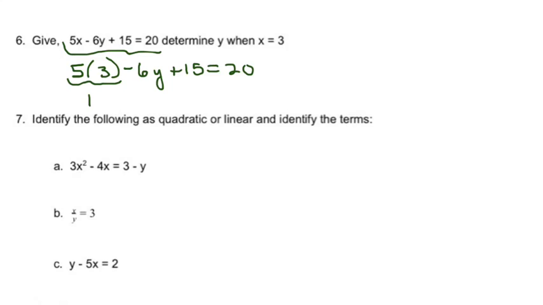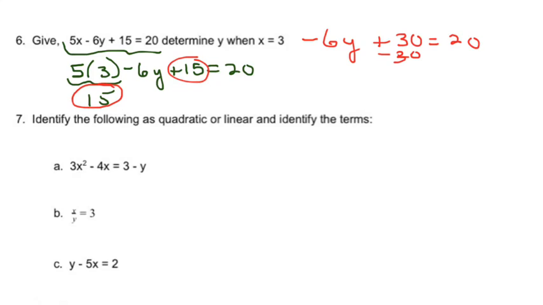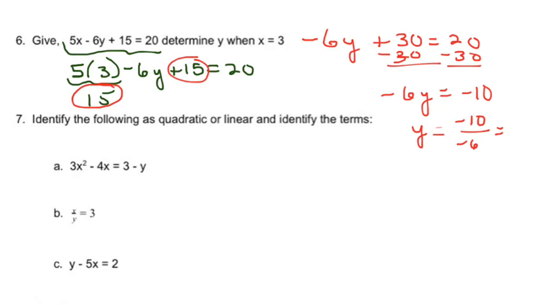3 times 5 is 15. So on the left hand side, keep this in mind, these are both on the left hand side and they're like terms. So we just combine like terms on the left hand side, giving us 30. Now we're going to move 30 to the other side by subtraction. So negative 6y equals negative 10. Finally, y is negative 10 over negative 6, which will reduce to 5/3. So let's just evaluate an equation when you know one of the variables.